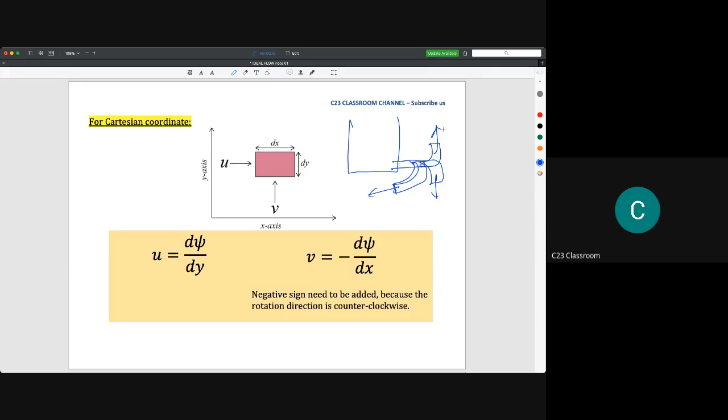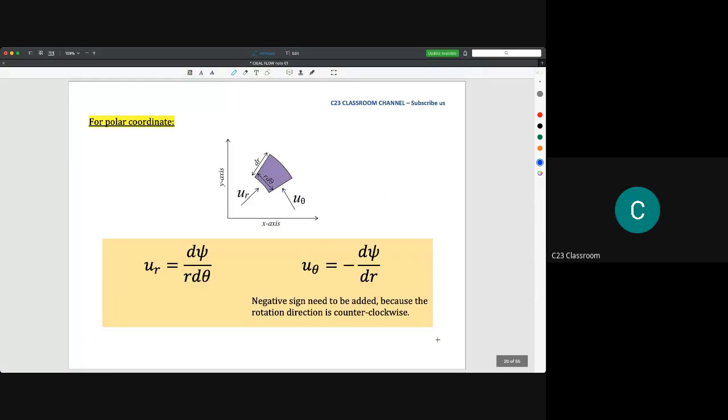So it is different with the velocity. Velocity is a vector. So you need to know the magnitude of your velocity and also the direction of your velocity. Okay, so this is the relationship between the stream function and velocity for the Cartesian coordinate. And this is the relationship of stream function in polar coordinate.